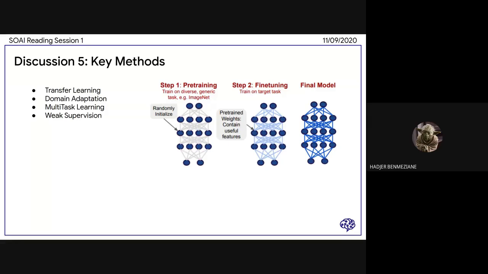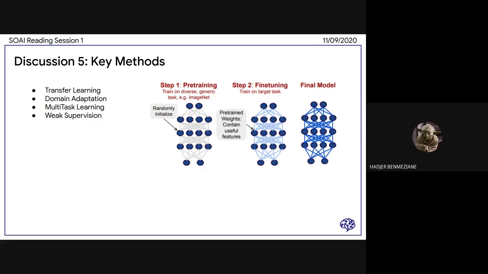Okay, so this was transfer learning, and then we have domain adaptation. In domain adaptation, we have two data sets. We have the source domain and the target domain, and we have our model. Our model will be trained on a source domain, and then we want it to work on a target domain.